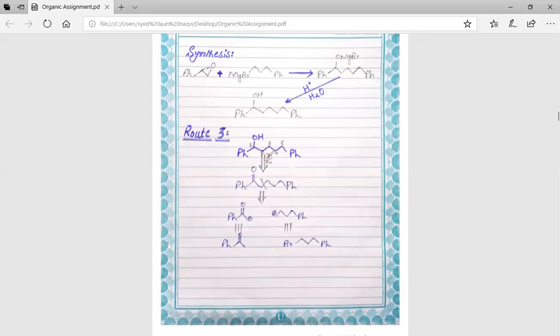The previous two examples are examples of disconnection. Now we will perform functional group interconversion. When we perform functional group interconversion on our target molecule, the hydroxyl group, this is an oxidation reaction, as I discussed in the example of functional group interconversion. So this hydroxyl group will be converted into a ketone group after oxidation. Then again performing the disconnection between carbon number 2 and carbon number 3, we will obtain two synthons, positive and negative. And we will have benzaldehyde and 1-bromo-4-phenyl butane.